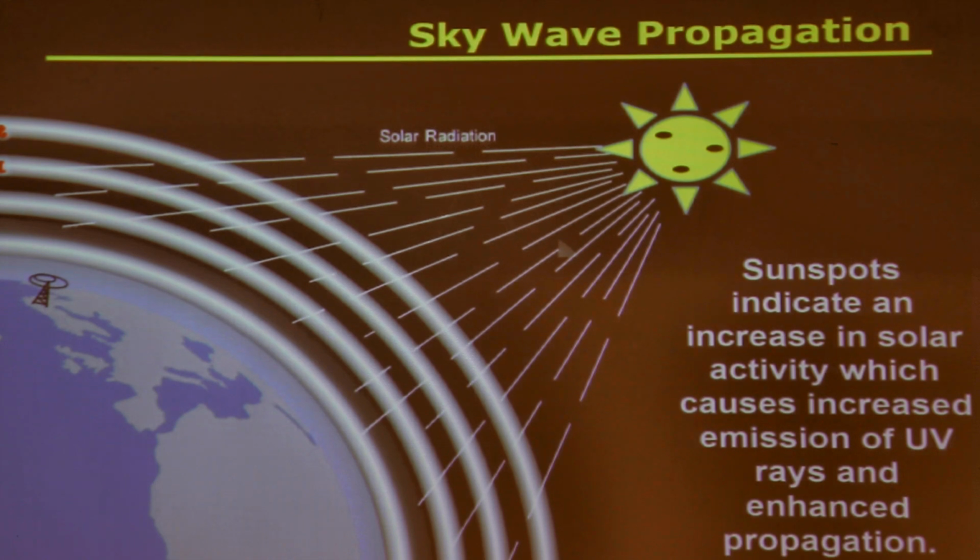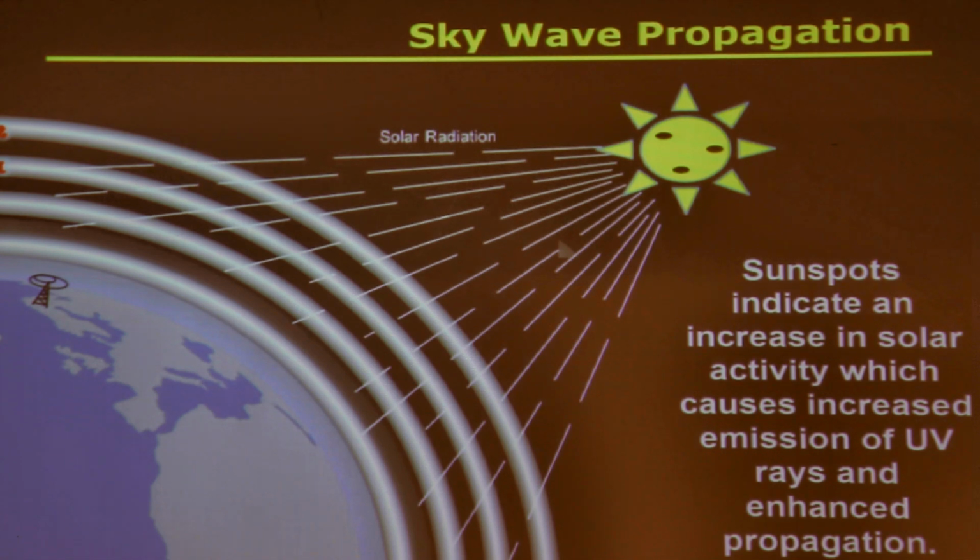Sunspots increase the ultraviolet radiation and enhance propagation. So when there are a lot of solar disturbances on the sun that we call sunspots, they're going to create more ultraviolet radiation. This runs in about an 11-year cycle. Right now, we're at the bottom of the 11-year cycle, so there's very, very little sunspot radiation, and the ionospheric layers now during the day are very weak.